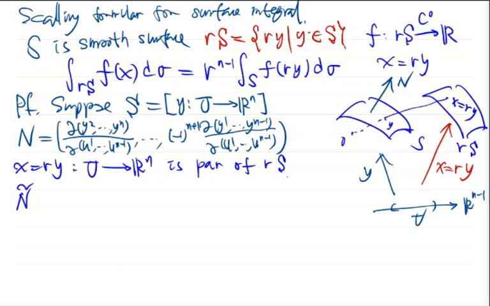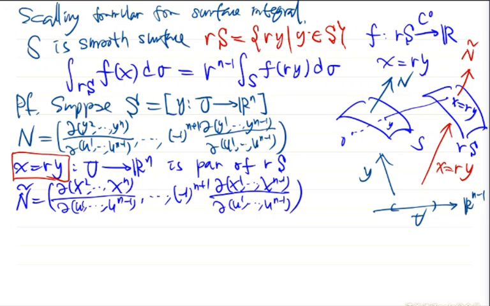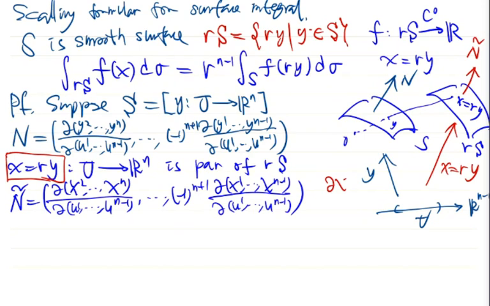And the normal vector, this is n tilde. n tilde is given by the same formula with x2 through xn in place of y2 through yn, and up to (-1)^(n+1) times the determinant for x1 through x(n-1). But by the relation of x and y, we know that dxi/duj is r dyi/duj.